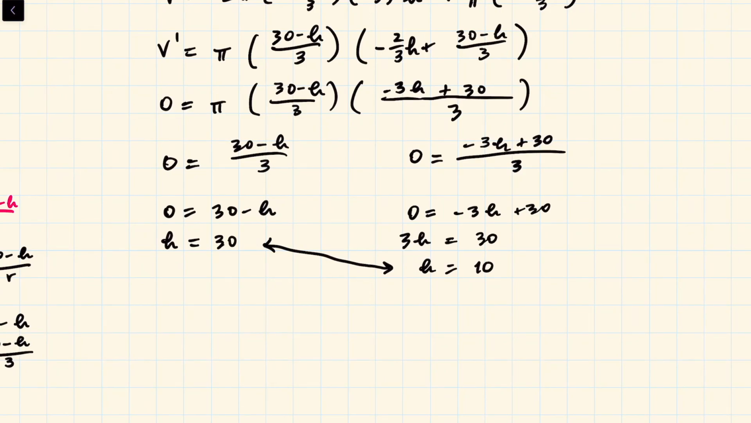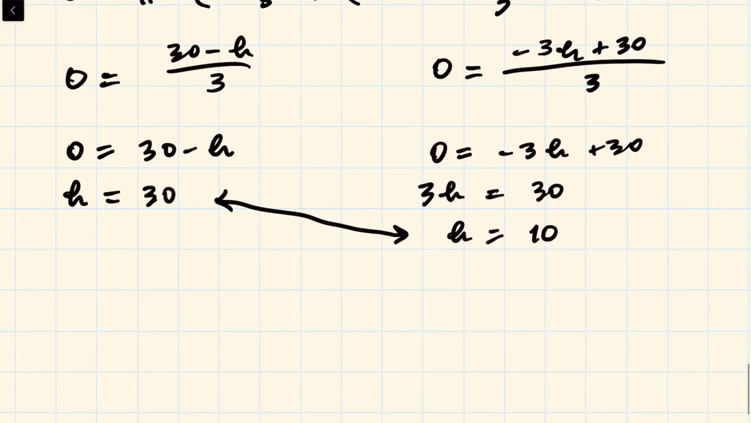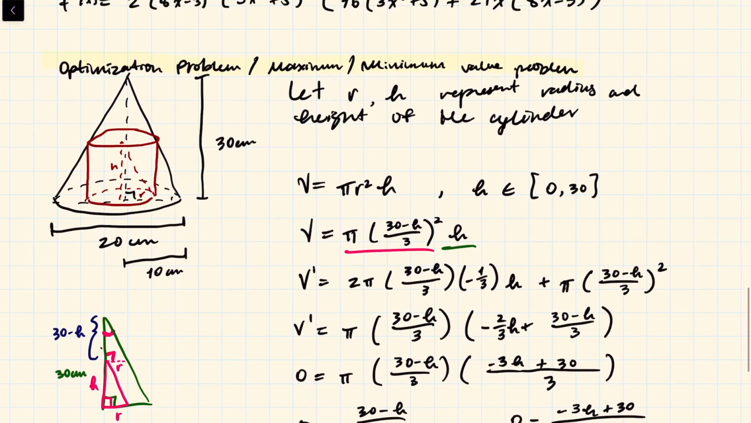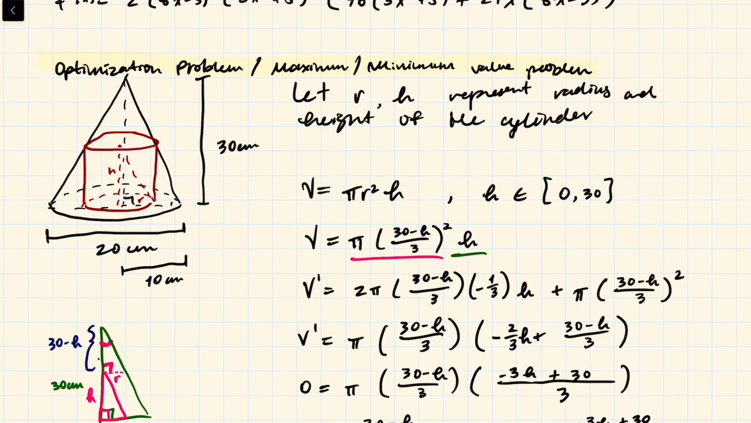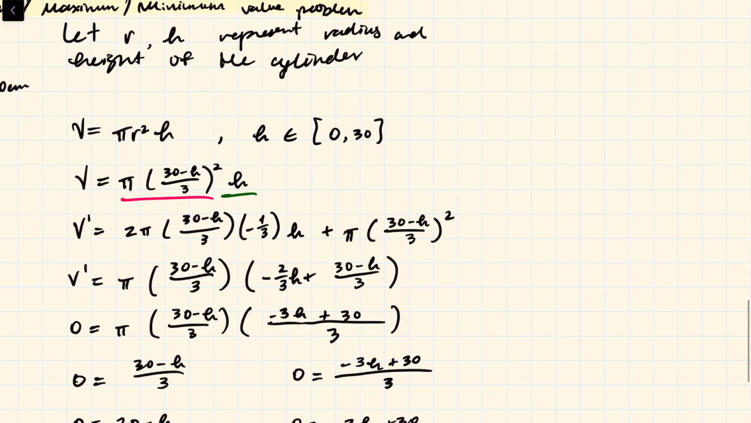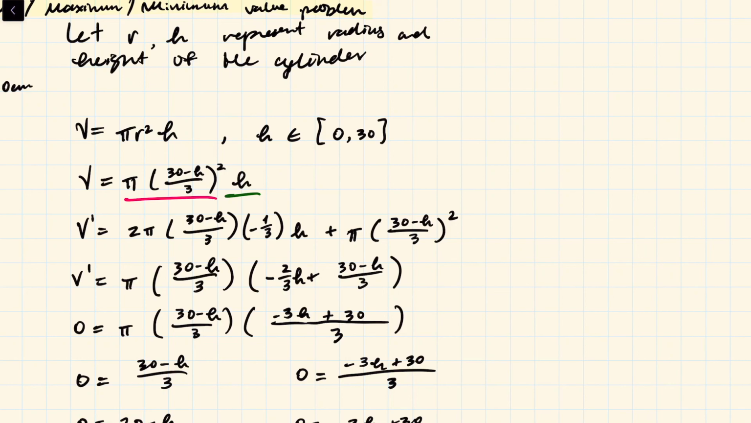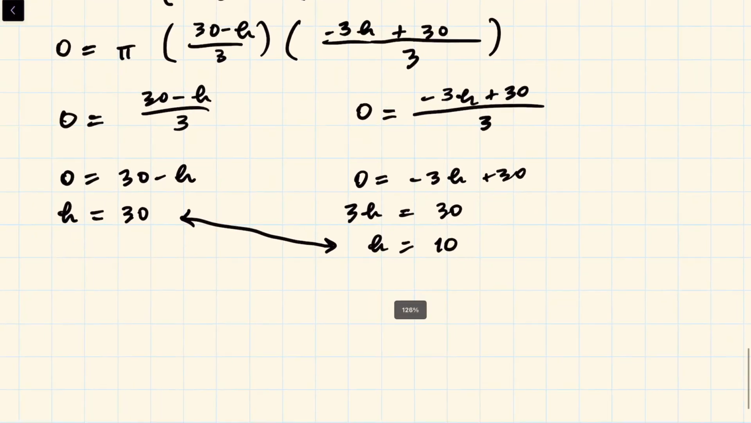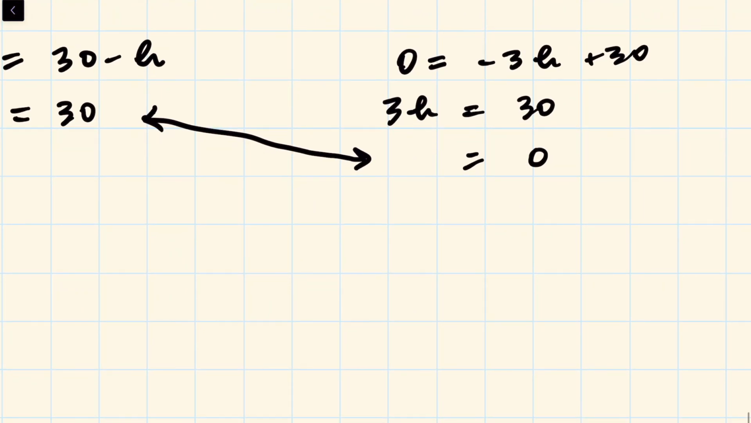Okay, and we know that most likely h equals 30 is going to correspond to a minimum value here, because we said that 30 is when this will be 0 up here. The volume is going to be 0 if we punch that in, because it'd be 30 minus 30 over 3, which is 0 over 3, and that's all squared. So our answer is the height is 10.